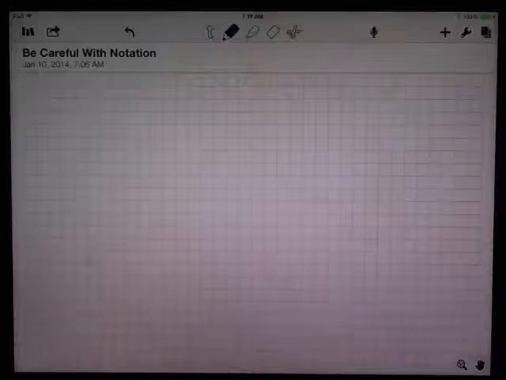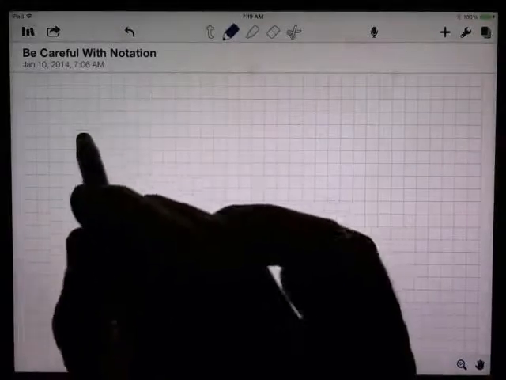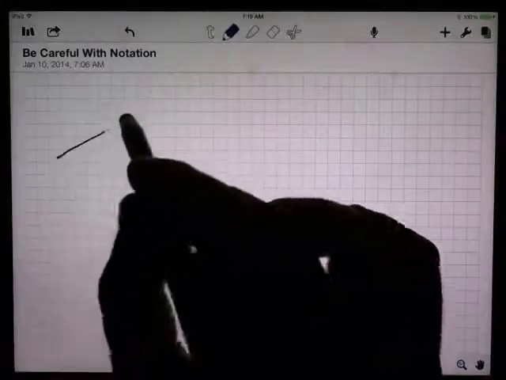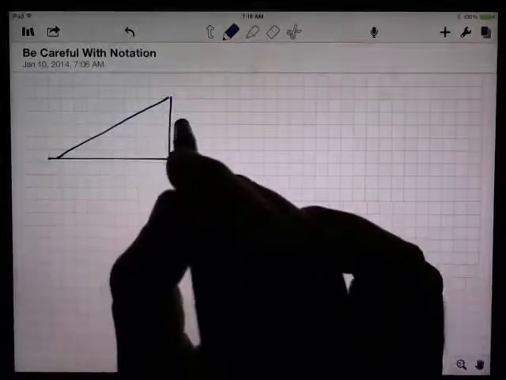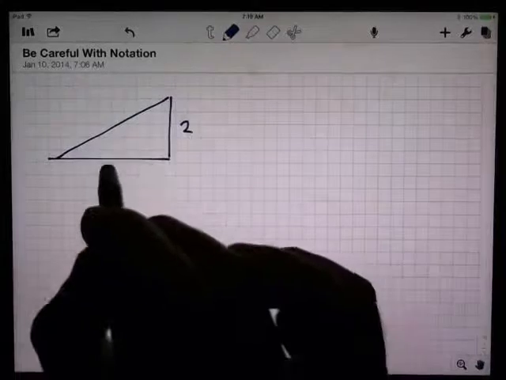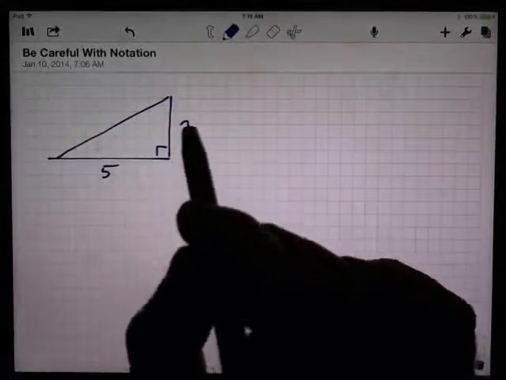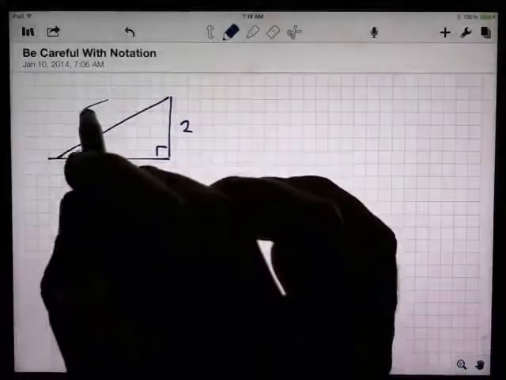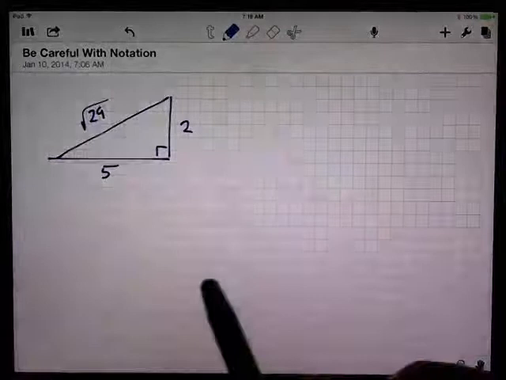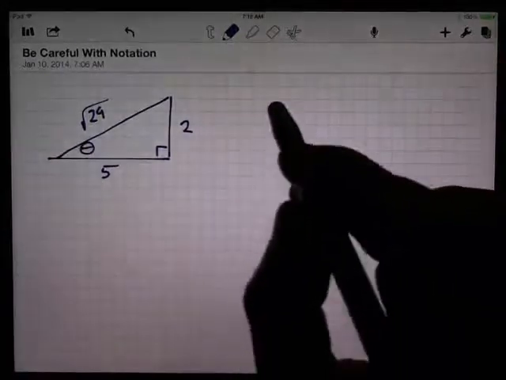There's some notation here that we want to make sure that you understand and be very careful with. Let me draw a triangle here. Suppose I got a triangle that's got a side length, let's say, of 2 and of 5. There's my right angle. So Pythagoras tells me, what do we got? 4, 25. So square root of 29 is the hypotenuse there. Call this angle theta right here.